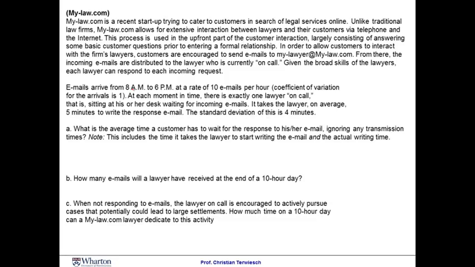Okay, so the first question is about this firm, mylaw.com. And the way MyLaw works is basically they have a lawyer that is answering emails. Emails come in from 8 to 6 p.m. and there are 10 emails arriving per hour. There's only one lawyer on call, and it takes the lawyer 5 minutes to write a response email with a standard deviation of 4 minutes. All right, a couple of questions are coming up. Pause me now and take a shot at these questions yourself.